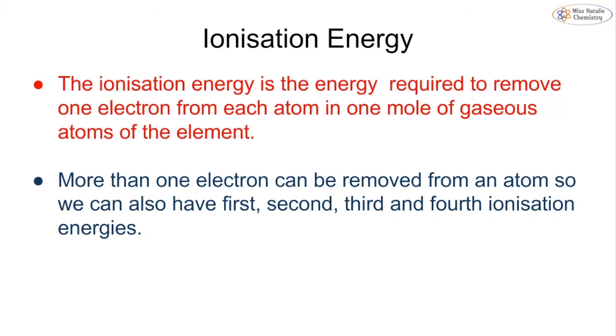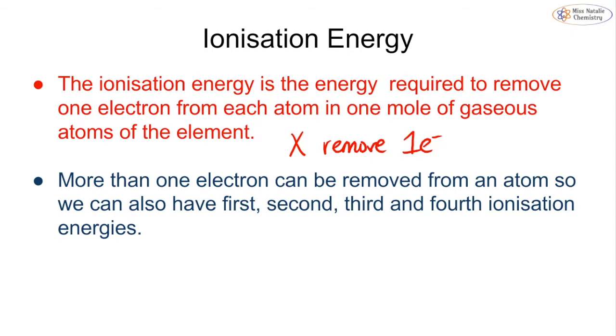Now we're going to move on to talk about something called ionization energy. Ionization energy, and this is a definition that you're going to have to memorize, is the energy required to remove 1 electron from each atom in 1 mole of gaseous atoms of the element. So that basically means that we have an atom, let's say atom X, and we remove 1 electron from that atom.